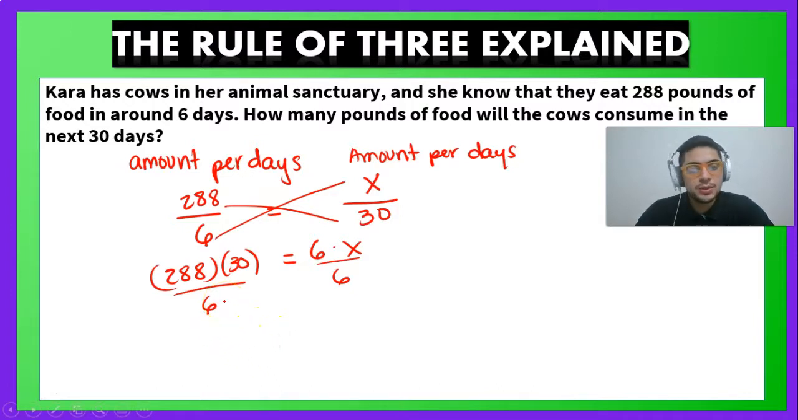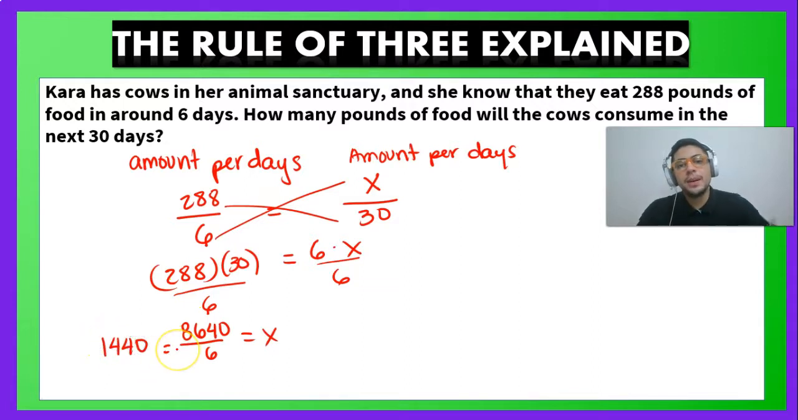So the answer is going to be 288 multiplied by 30, which is 8,640, and that is going to be divided by 6. And when we divide by 6, that is going to give us an amount of 1,440 pounds of food in the next 30 days. So there you have it, guys.